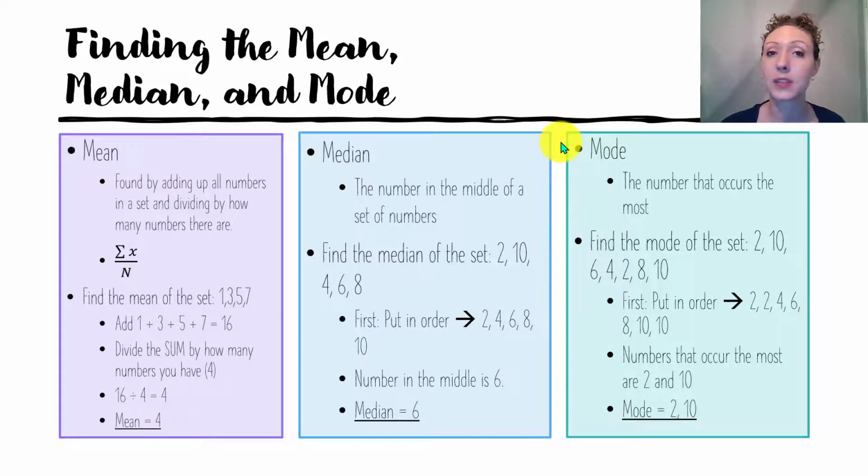And last, we're going to look at the mode. So the mode is the number that occurs the most. So in our small example that we have here, find the mode of the set 2, 10, 6, 4, 2, 8, and 10. So we're going to do the same process. So we are going to put those numbers in order first, and that's what we have here. And then we are just going to list the numbers that occur the most. So for this set of numbers, we actually have 2 that occur the most. So we have 2 and 10. And so our mode for this problem is going to be 2 and 10.